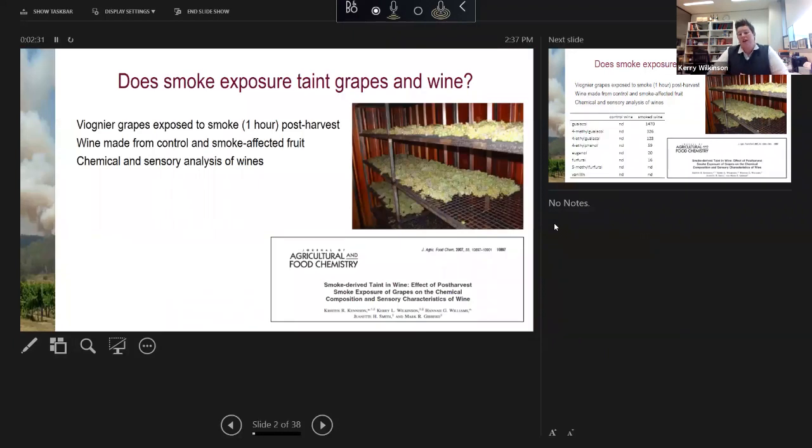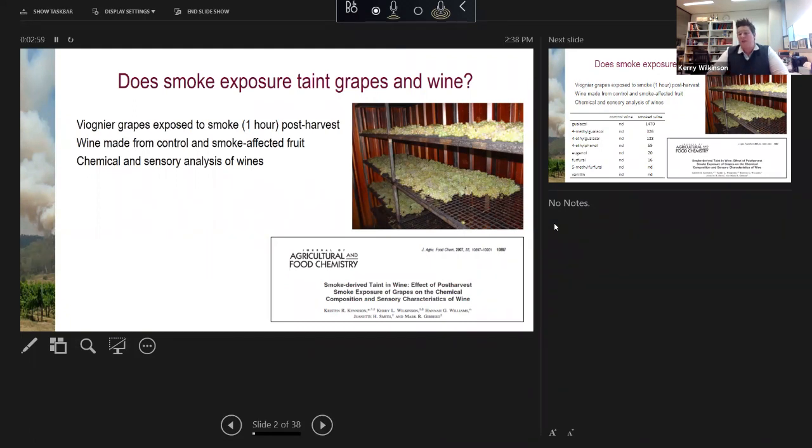So when I first started working on smoke taint, we really didn't have any literature to base our work on. There was one preliminary trial that had been published by the Australian Wine Research Institute a year or two earlier, following a fire on the east coast of Australia. But there really wasn't that base of literature that normally you'd be able to go and have a look at what's been done before. So we were at a real starting point.